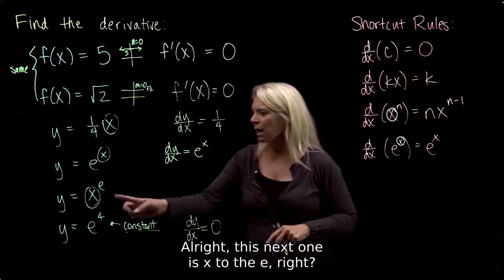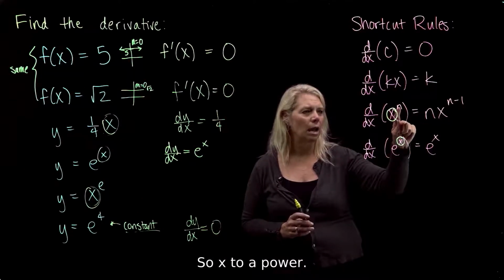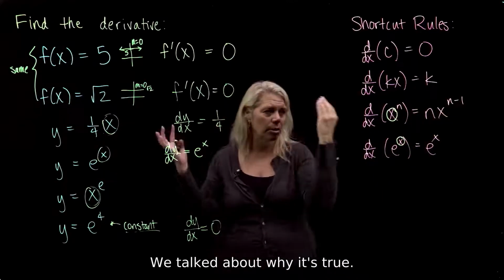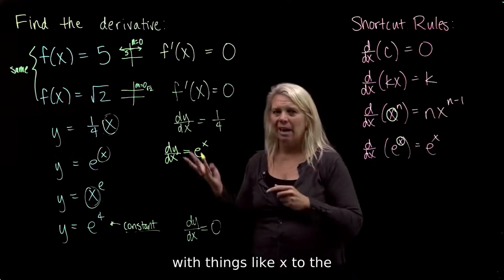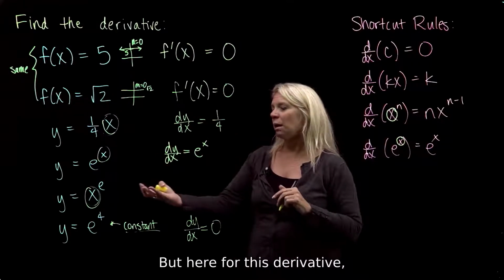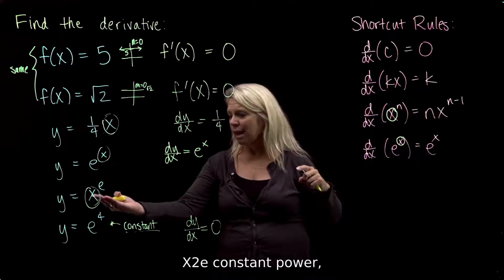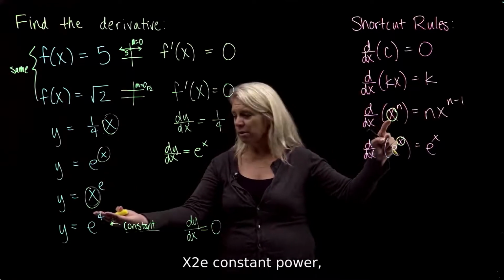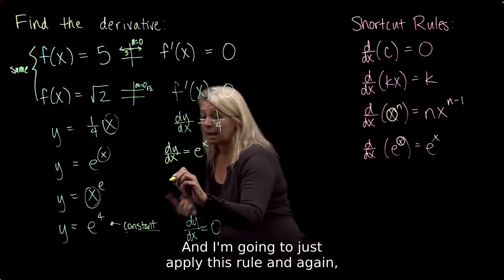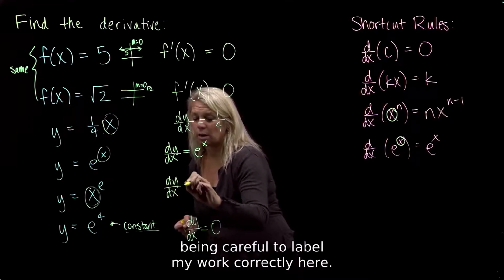All right, this next one is x to the e, right? So x to a power. All right, so this is called power rule. We talked about why it's true. We looked at some other examples with things like x to the third and things like that when we first developed these rules. But here, for this derivative, I'm just going to recognize that that's what I have, x to a constant power, so variable in the base to a constant power. And I'm going to just apply this rule. And again, being careful to label my work correctly here.